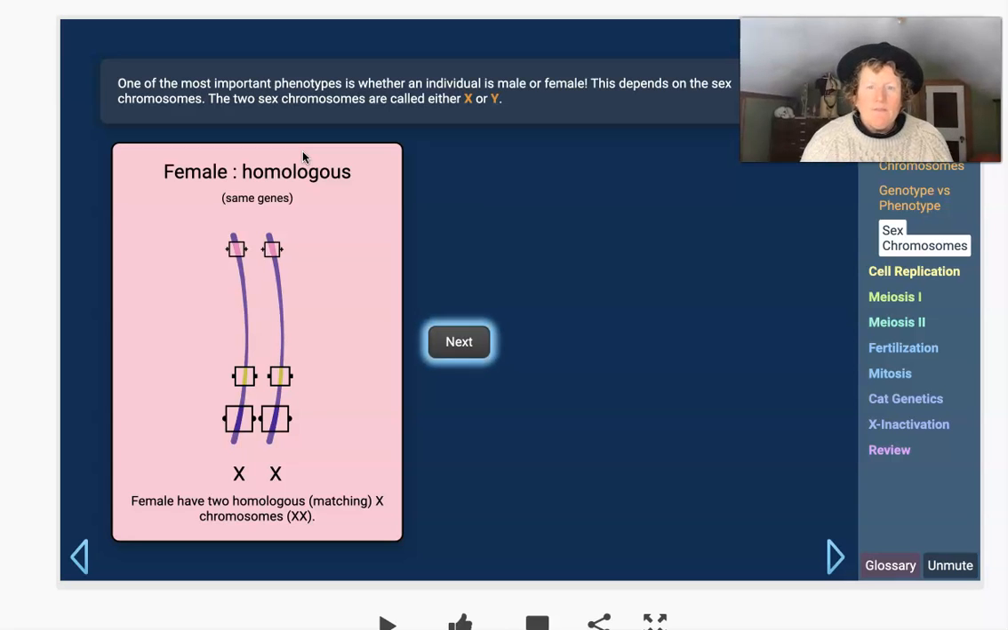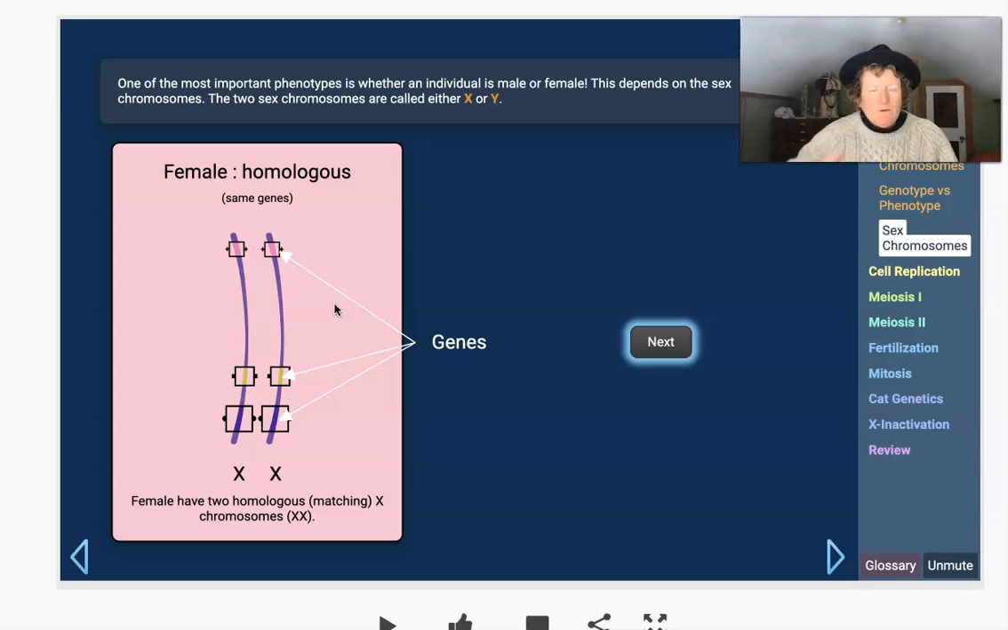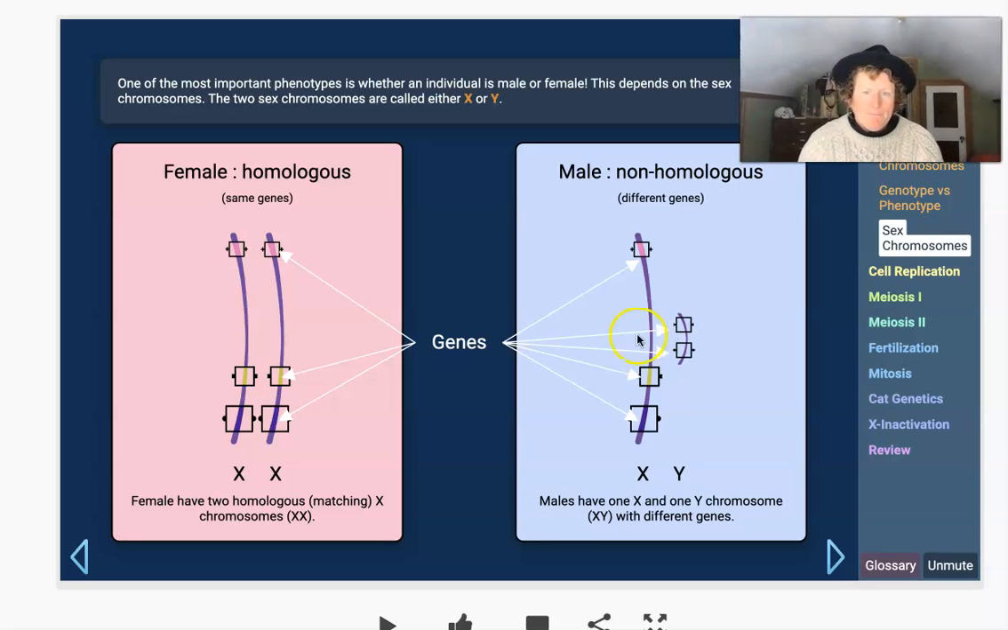One of the most important phenotypes, or just an important phenotype, is whether an individual is male or female. This depends on the sex chromosomes. The two sex chromosomes are called X or Y. There are genes on those chromosomes, sections of a chromosome that do a specific job. That specific chunk of DNA on a chromosome is called a gene. Genes are just chunks of a chromosome that do a specific job.